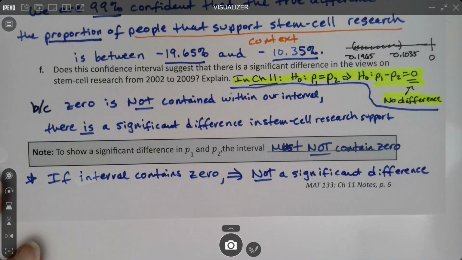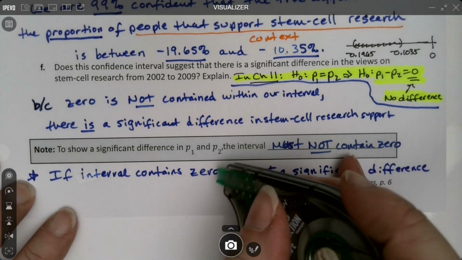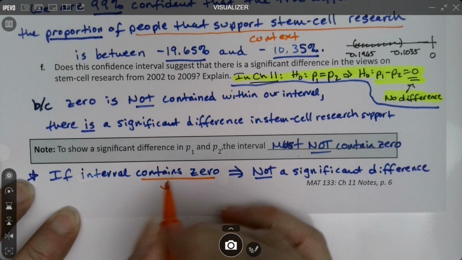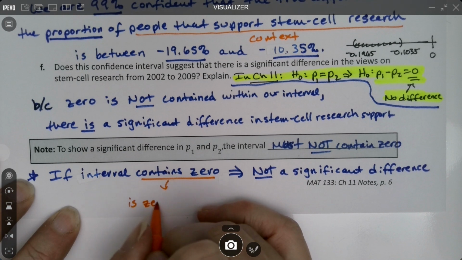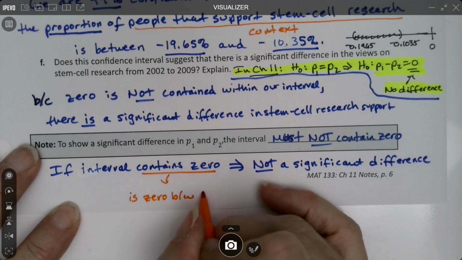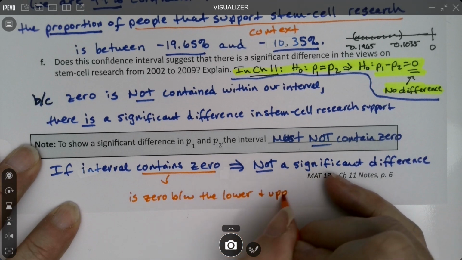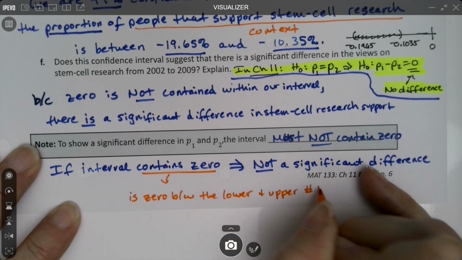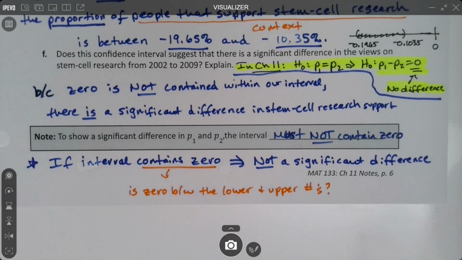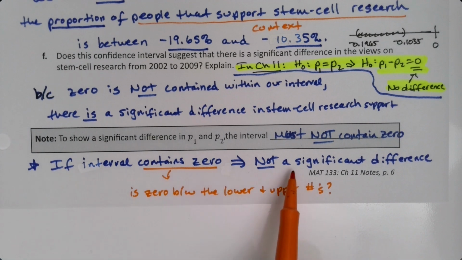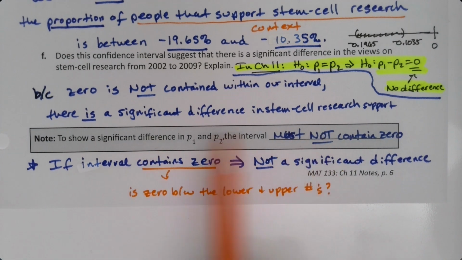And again, the word contains, don't get confused by that. Contains means is 0 between your lower and upper, right? So that's what this means. Is 0 between the lower and upper bound? Right? That's what contains zero means. So if 0 is in there, then there is not a significant difference. If 0 is not in there, then there is a significant difference.